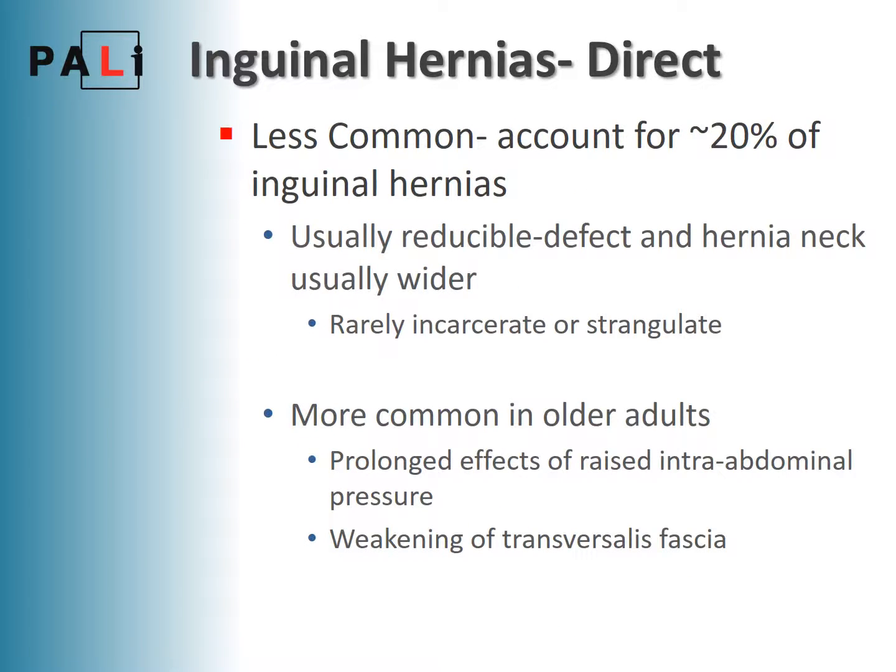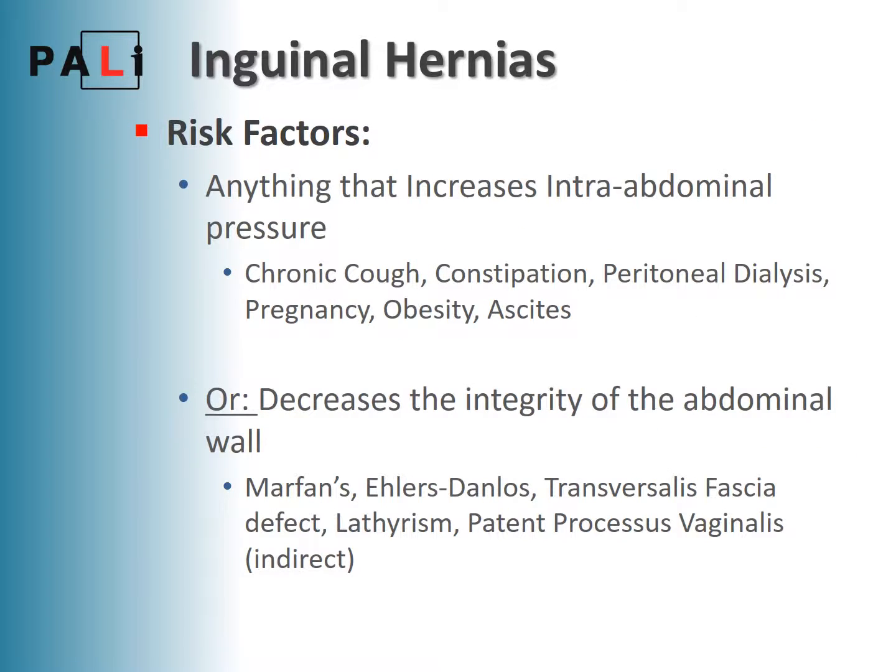Direct inguinal hernias are less common, accounting for about 20% of the total number of inguinal hernias. They're more likely to be reducible, and this is because the defect and the hernia neck are typically wider. They are less likely to incarcerate or strangulate than indirect inguinal hernias, and are therefore less likely to present as an emergency. They're more common in older adults, and this is due to the chronic processes which predispose to their formation. These are the prolonged effects of raised intra-abdominal pressure and the prolonged weakening of the transversalis fascia.